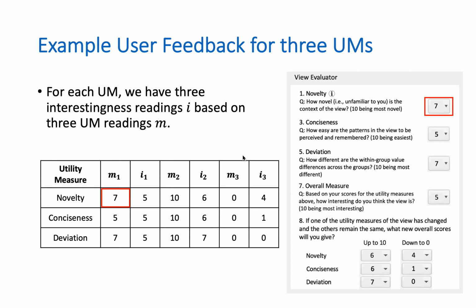For example, for novelty, the first reading of the utility measure, M1, is the user's answer to question 1, and the corresponding interestingness, I1, is the user's answer to question 7, because question 7 is based on all the utility measures, including the answer for question 1. Then the second utility measure reading, M2, is 10, because we ask what will happen to the overall score if it goes to 10. The corresponding overall score, I2, will be the answer in the red box. Similarly, M3 will have a value of 0, and I3 will have a value of 4. So we have 3 pairs of readings for each utility measure.